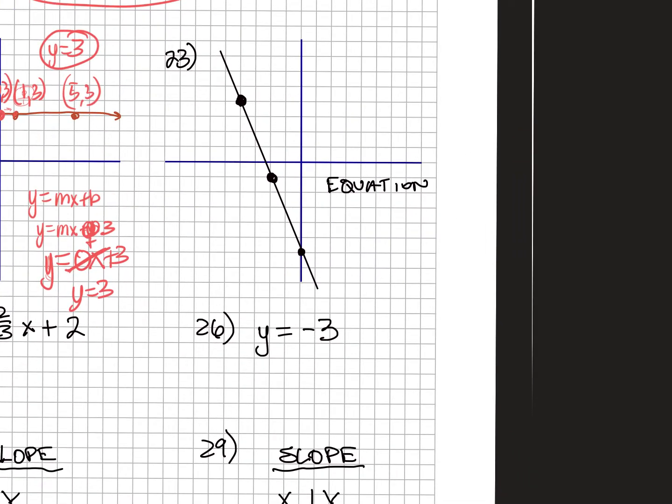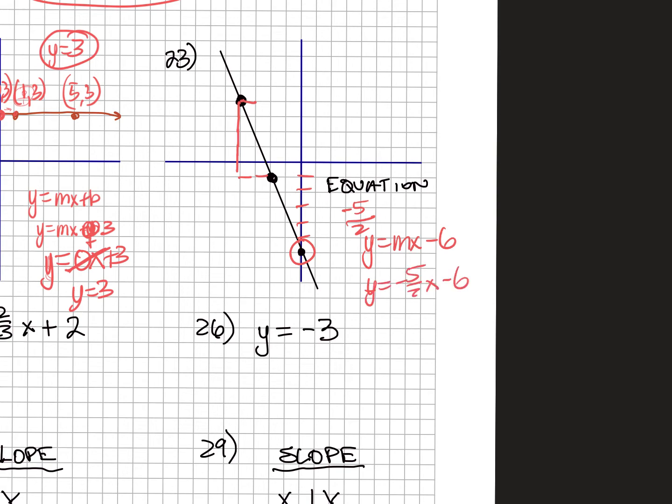Okay, this one is down here at -6. So y equals mx minus 6. And this slope is, let's see, down 1, 2, 3, 4, 5. Down 5 over 2. So it's -5/2. Y equals -5/2 x minus 6.